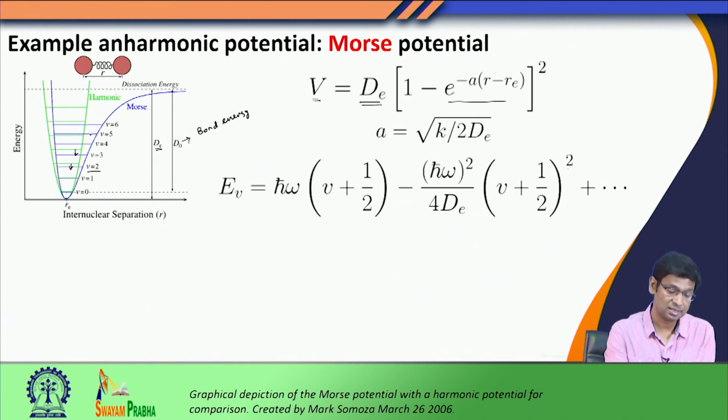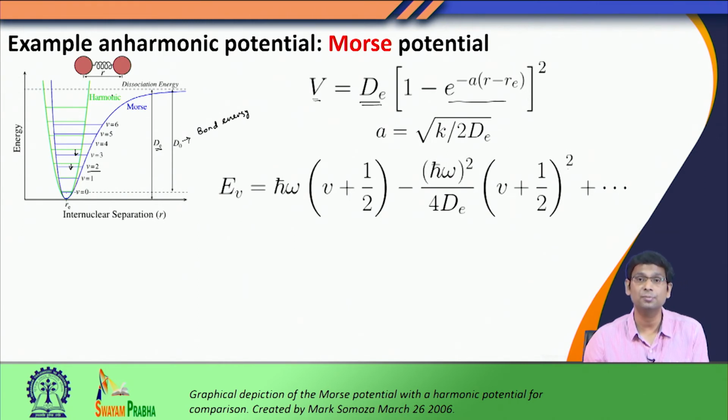As you can see, the separation between two consecutive levels in the Morse oscillator is also decreasing. As you go higher and higher, the difference between two consecutive energy levels will become very small, and eventually this will become 0, and that limit becomes the dissociation limit. When the molecule dissociates, you do not have that particular bond defined anymore, so there is no discrete energy for that bond. Then you are entering a continuum region.